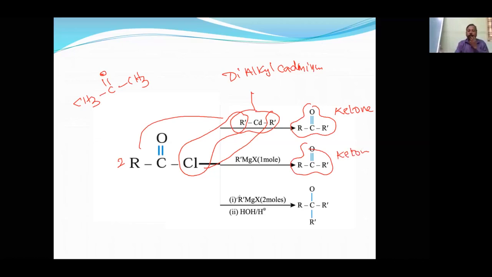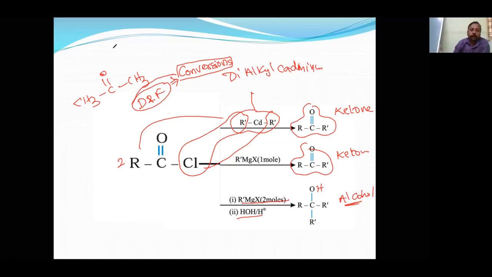Okay, and if you hydrolyze them, then after reacting with 2 moles of Grignard reagent followed by hydrolysis, they will give you the alcohol. That is the difference between RCOCl with dialkyl cadmium and R-MgX followed by hydrolysis. Okay, so this is regarding the acid halide. So after this, we are going for the next one.